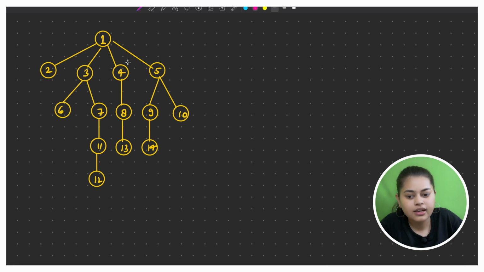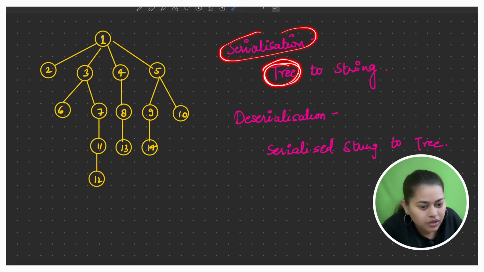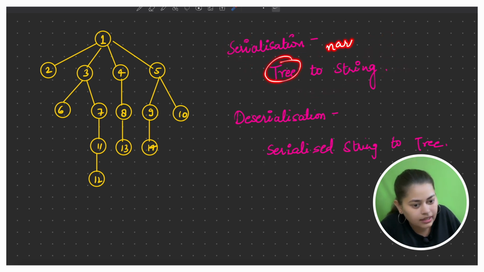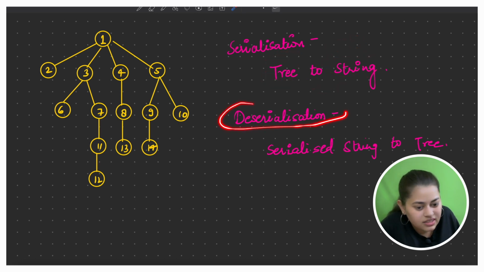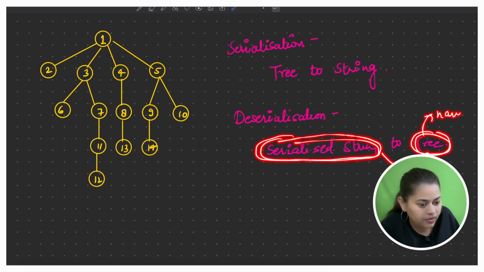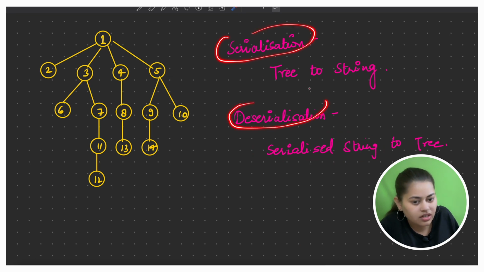So let's say this is our tree, right? Serialization means given a tree, convert that tree into a string. This tree can be 2-ary, 3-ary, or 4-ary, right? So this can be an N-ary tree and we have to convert this N-ary tree into a string. Now what does deserialization mean? Deserialization means you have that serialized string, and you will have to convert that back to a tree, back to an N-ary tree, right? So this is the meaning of serialization and deserialization.